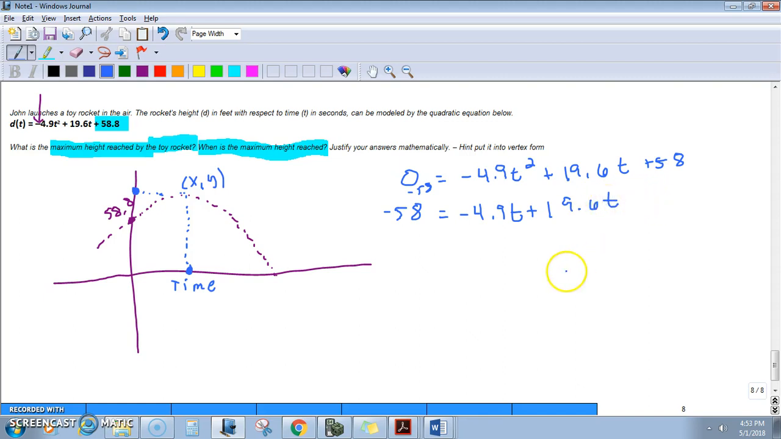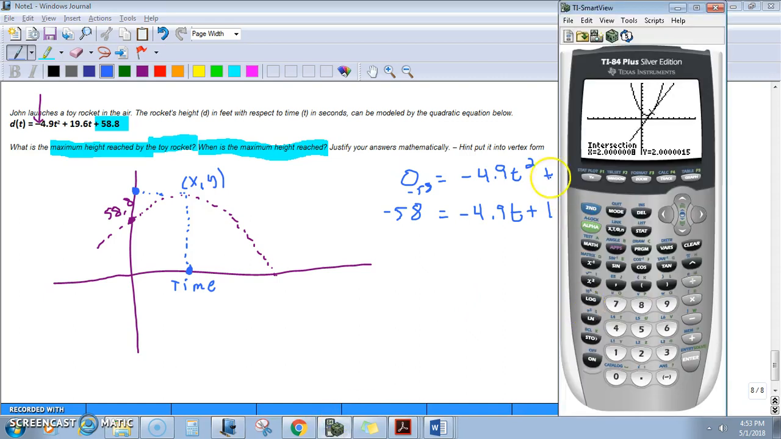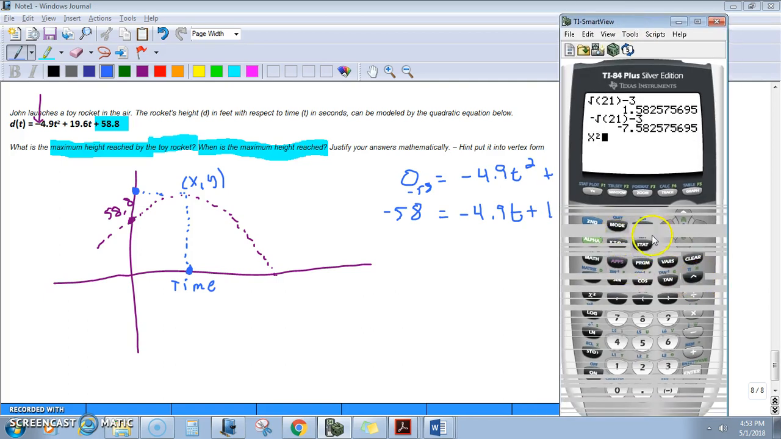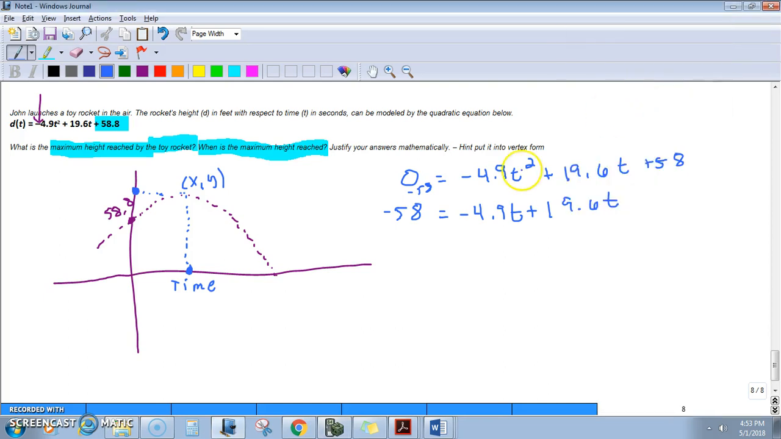Here is the big question, do I continue down this road or do I not? Because right now in front of the t squared, I have negative 4.9. And in order to complete the square, I have to factor that out. So I'm going to see if 19.6 is divisible by 4.9. Oh, perfect, you guys. And the one on the test will be perfect too, if you want to do it this way.